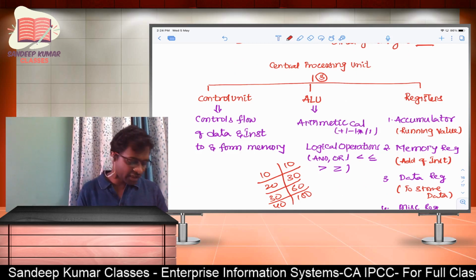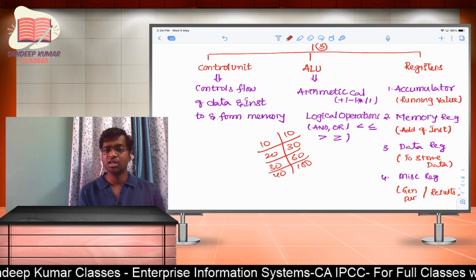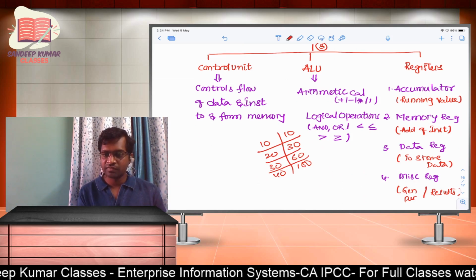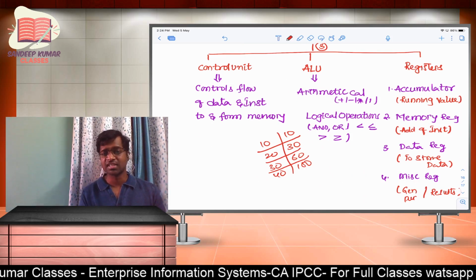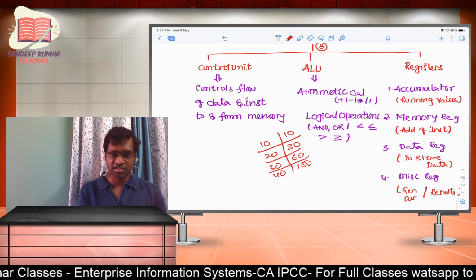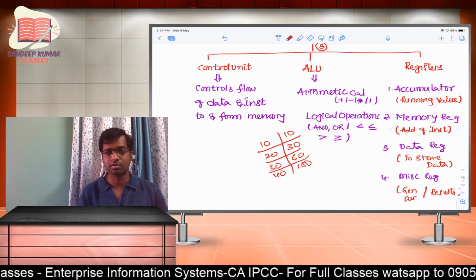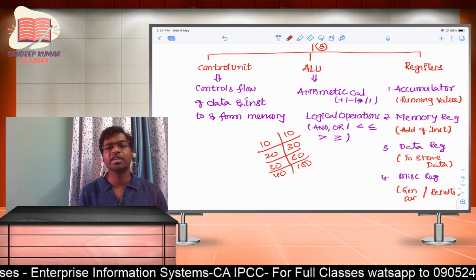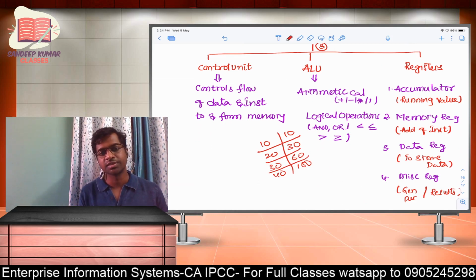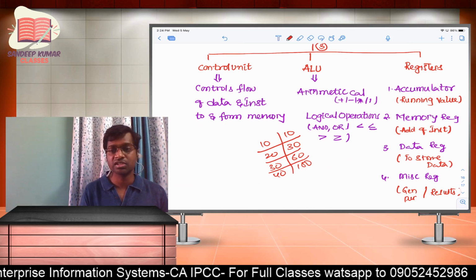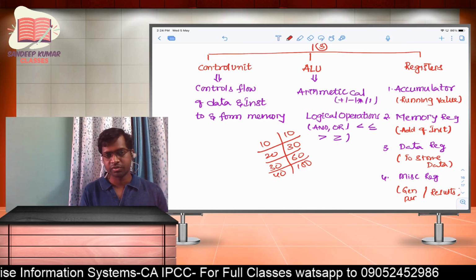And how many types of registers do we have? We have four types of registers. First one is the accumulator. What exactly will the accumulator do? It stores the accumulated value, or a running value. The second one is the memory register. It stores the address of an instruction. What will the data register do? The data register stores the data. And lastly, miscellaneous registers store the result, and are also used for general purpose. So these are the four types of registers we have.